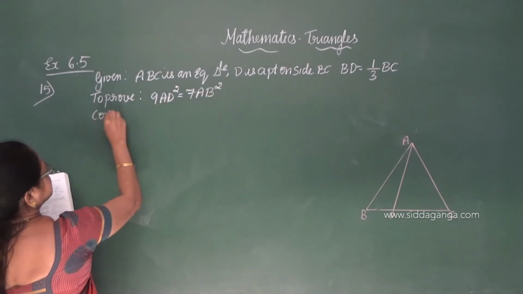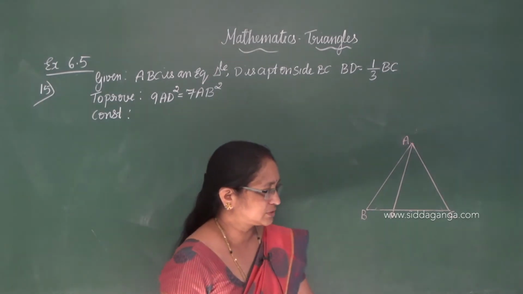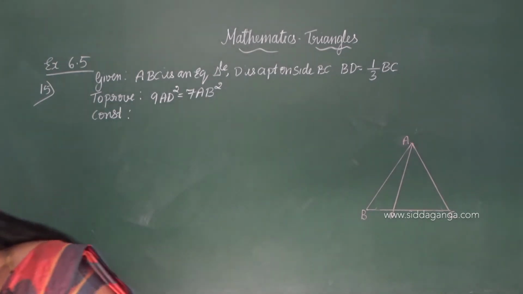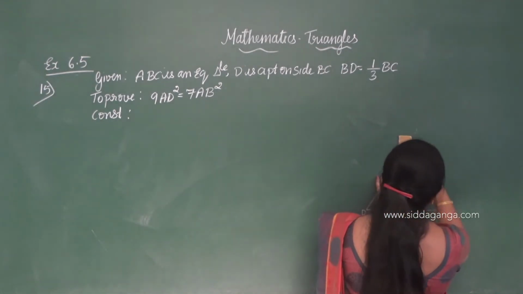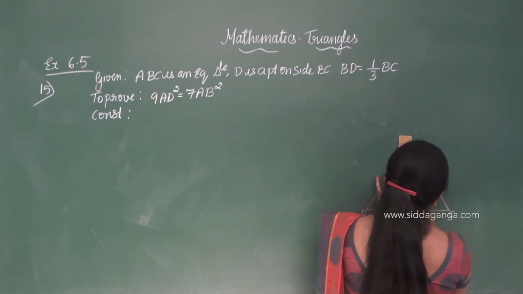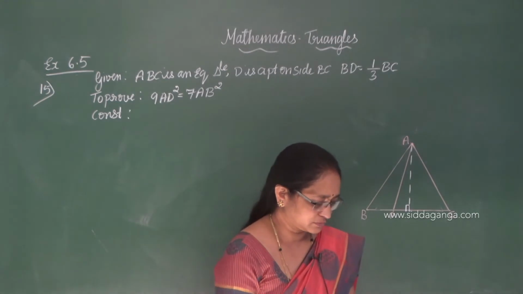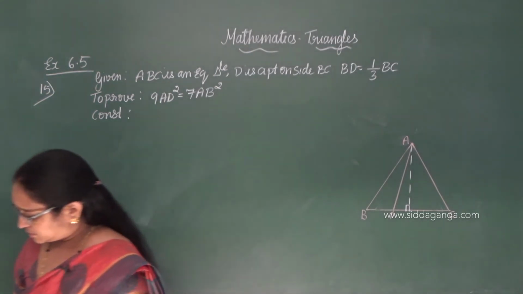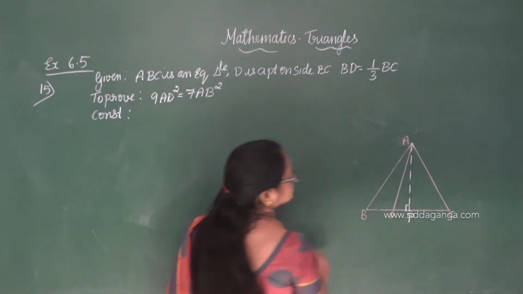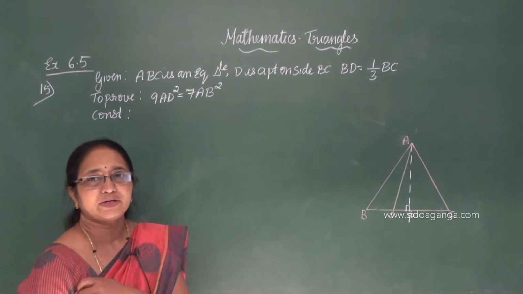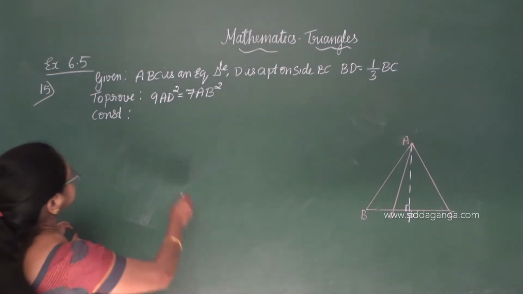So here construction is there, okay. What you have to do is draw a perpendicular here. See, this is the perpendicular drawn and we will name that as P. Now AP is the perpendicular drawn to BC, okay. AP is the perpendicular drawn to BC.